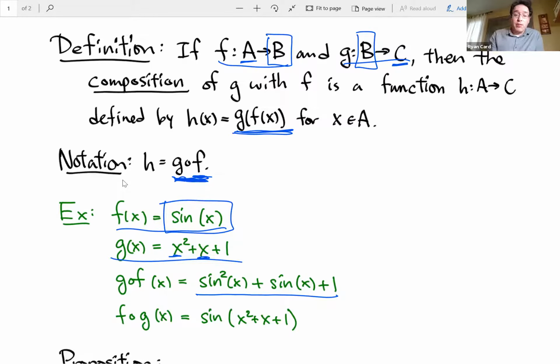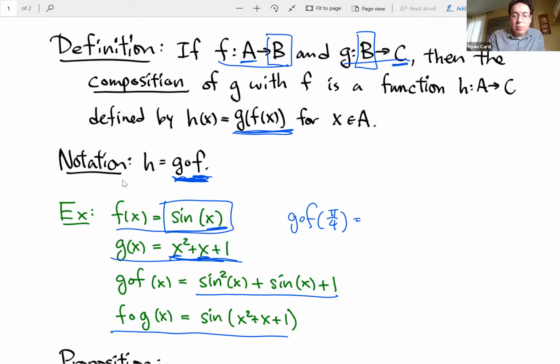You get a different function if you flip the order. If you put the quadratic function inside of the sine function, F of G of X will give you something like this. They certainly look different, but you can tell that they have to be different functions, maybe by plugging pi over 4 into G of F.